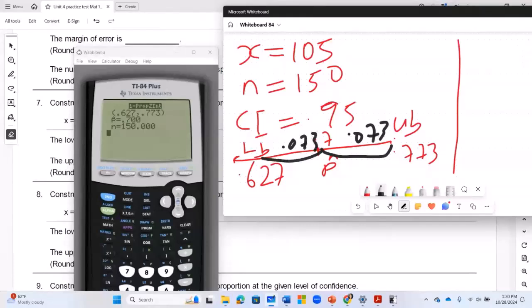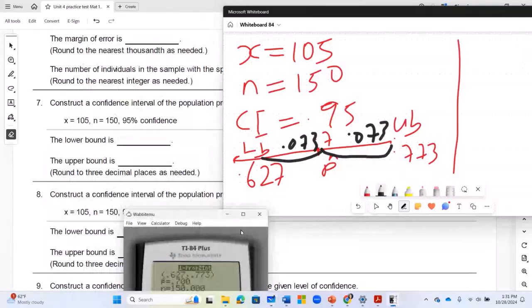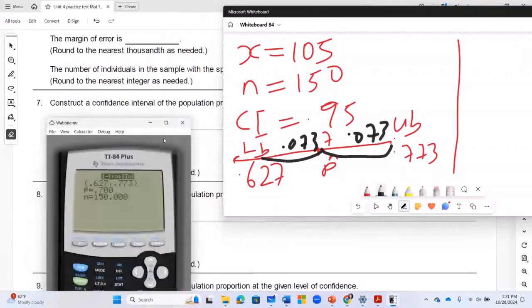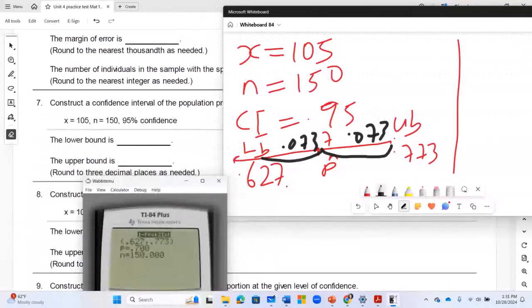All right, so now let's see if they have any other question. We did confidence interval. We can do it quickly. It doesn't really take time. So we did number 7. We found the confidence interval. The lower bound is 0.627. The upper bound is 0.773. The margin of error, even though they didn't ask us about margin of error.